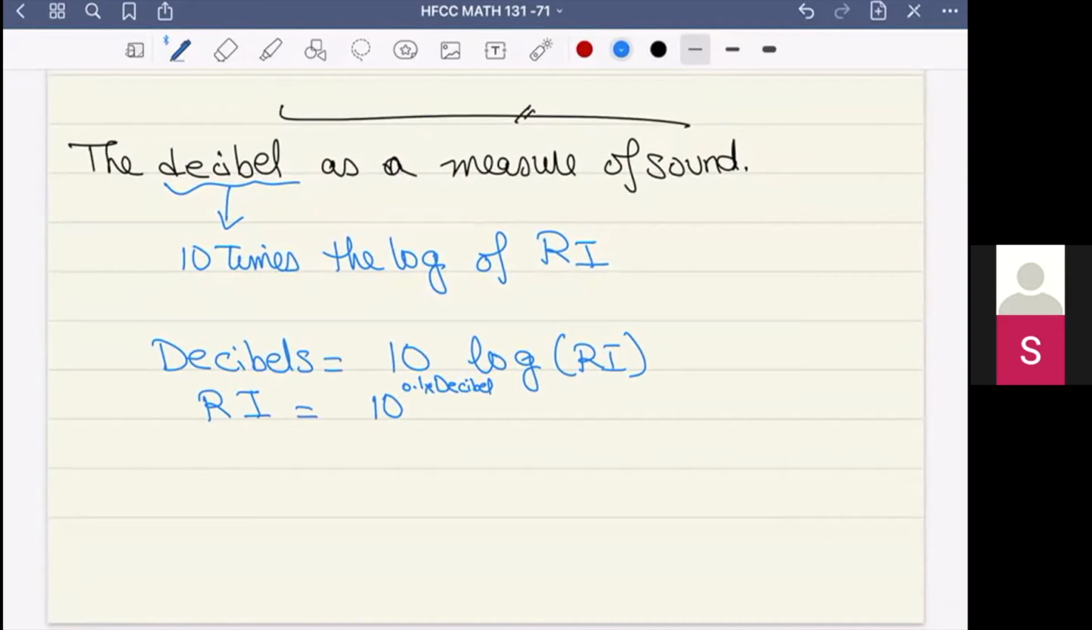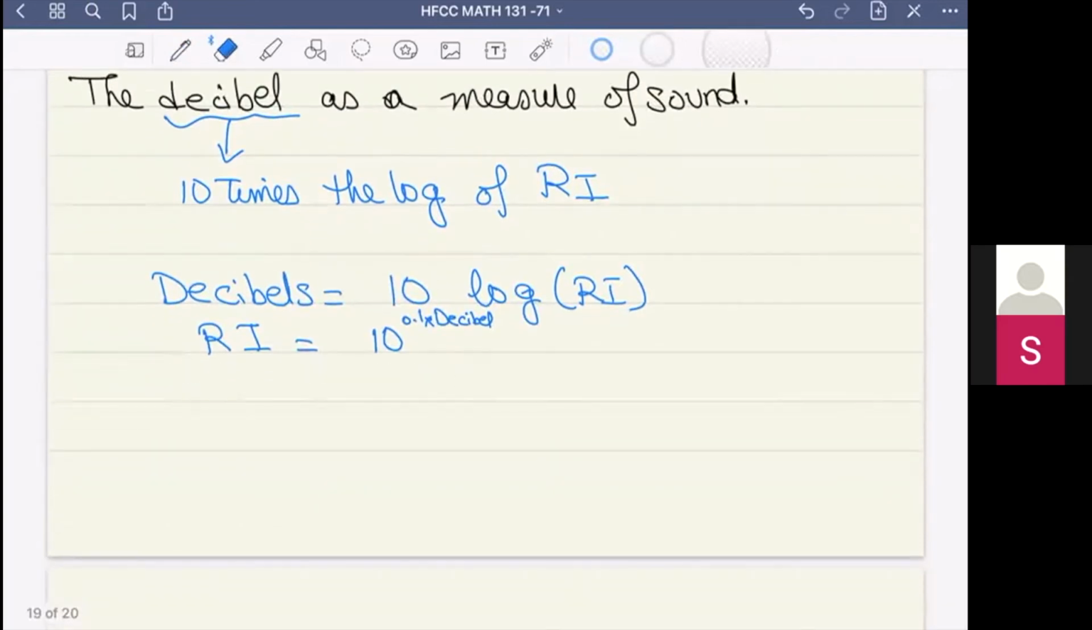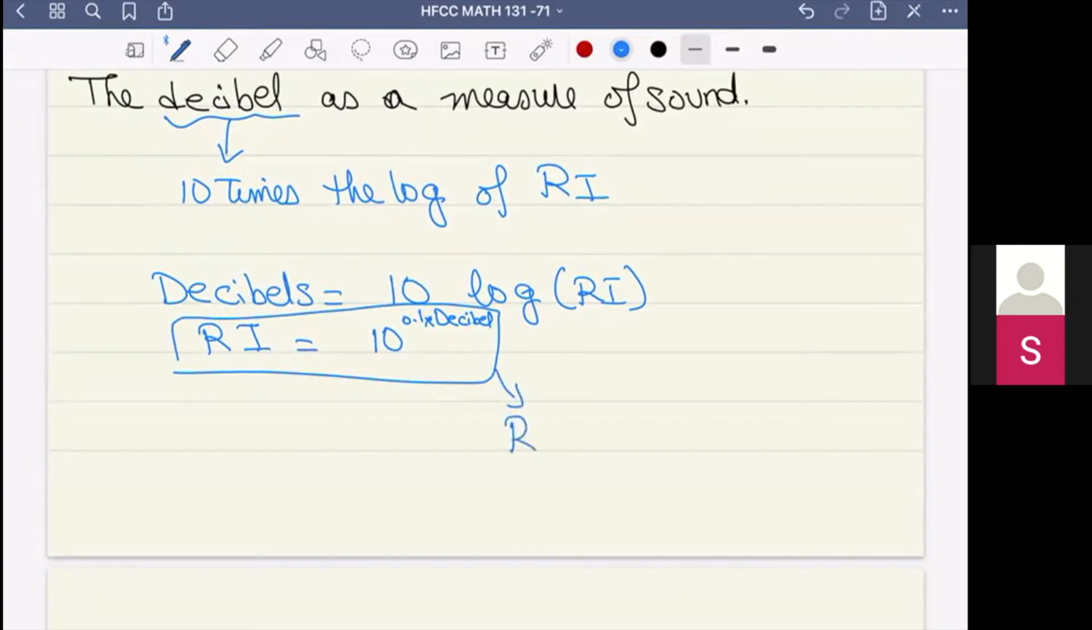Okay, so these are basic formulas. You don't need to memorize them. You will have them with you, but this is what we're going to be solving problems based on. So this one, if I want to rewrite this on the calculator, I will do 10 to the power 0.1. I can rewrite it as the relative intensity equals 1.26 to the power decibels. Usually the decibels is given as a whole number.